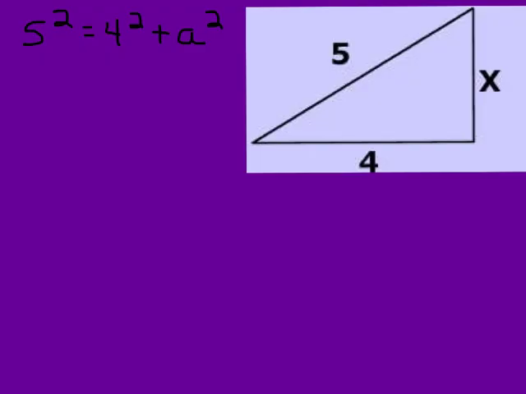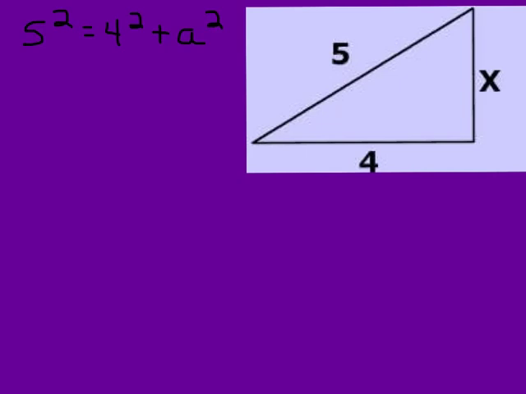Okay, so in this example, we have the hypotenuse is 5 and the two legs are 4 and x, and we're going to call x A. So it would be A, and then 4 would be B, and 5 would be C. Alright, so 5 squared, which is the hypotenuse, equals the squares of the two legs. So 4 squared plus A squared.